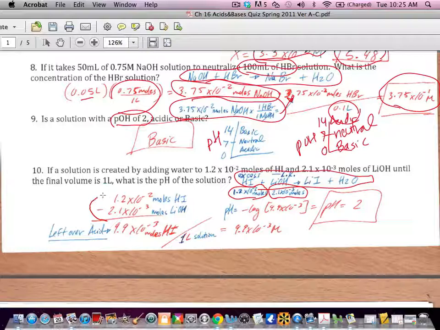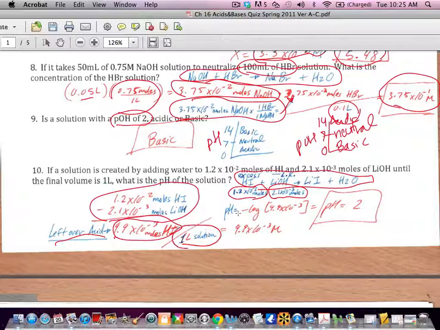So take the difference of these two numbers, and I get 9.9 times 10 to the minus 3 moles of HI left over. That's how much I have of the leftover acid. I divide that by 1 liter of solution. That's my molarity, 9.9 times 10 to the minus 3. Take the negative log of that, and the negative log of that equals the pH, which is 2.